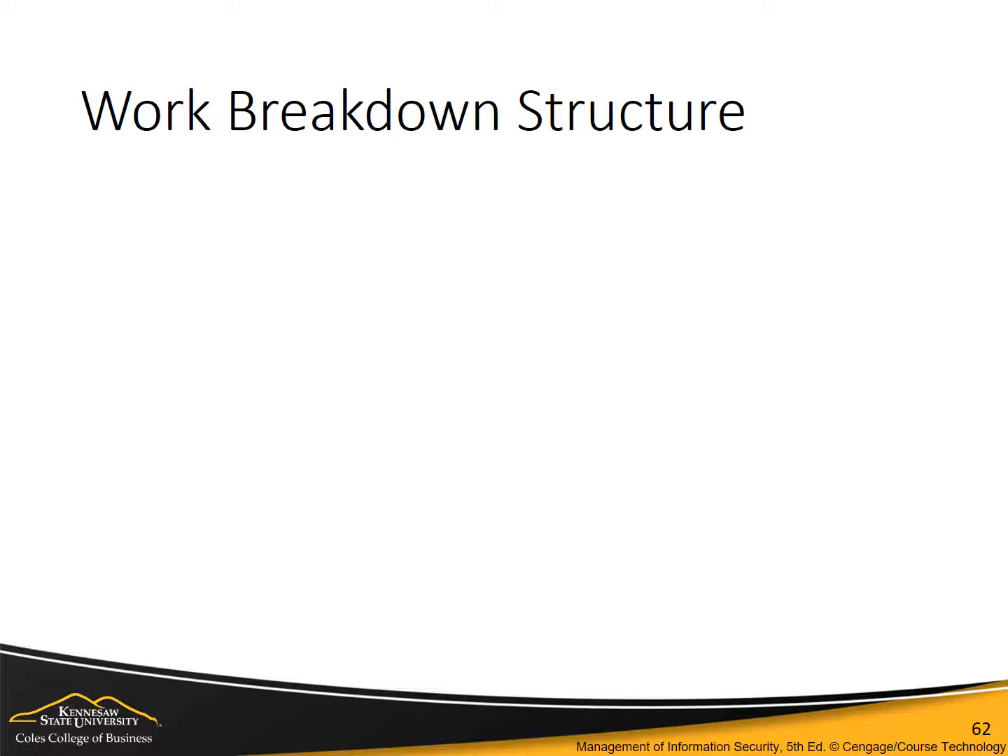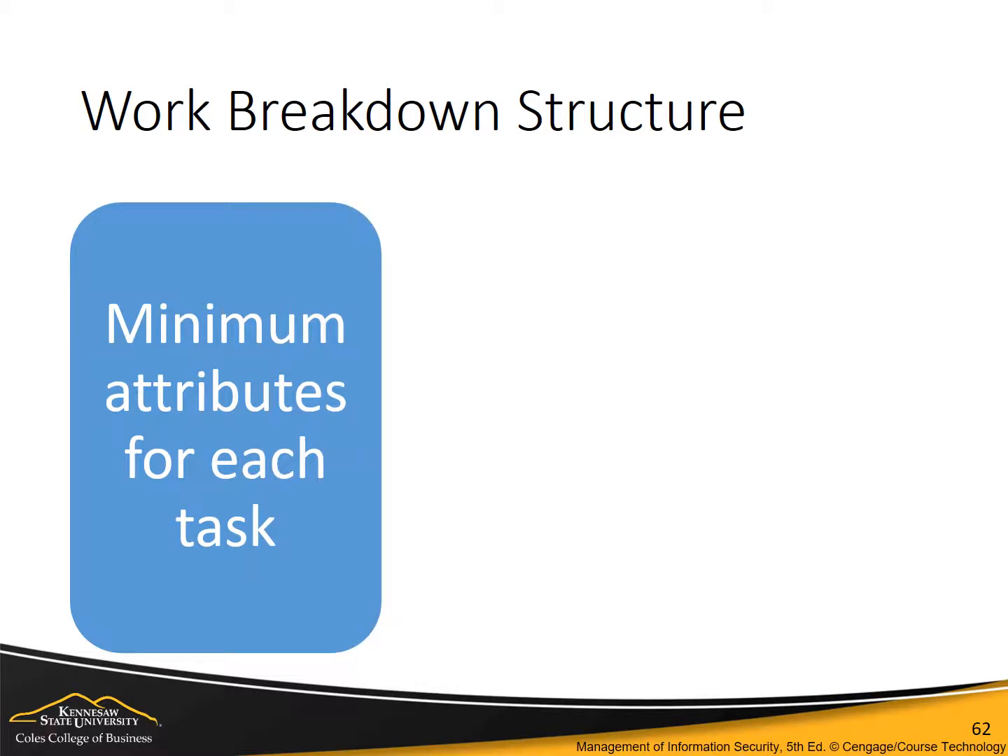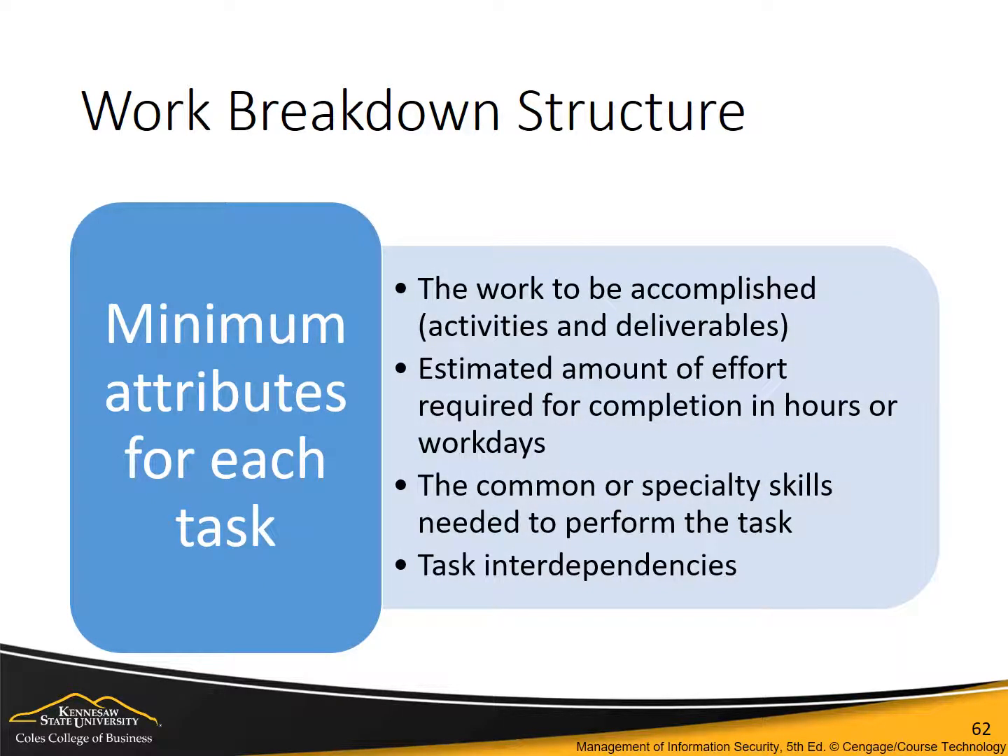Project managers should divide the tasks to be completed into work breakdown structures. At a minimum, the attributes that should be determined for each task are the work to be accomplished, activities, and deliverables. Here you lay out each activity that must be accomplished from beginning to end and the deliverables expected. For instance, you may have to meet with users to understand their needs, and the deliverable is a set of end-user specifications.